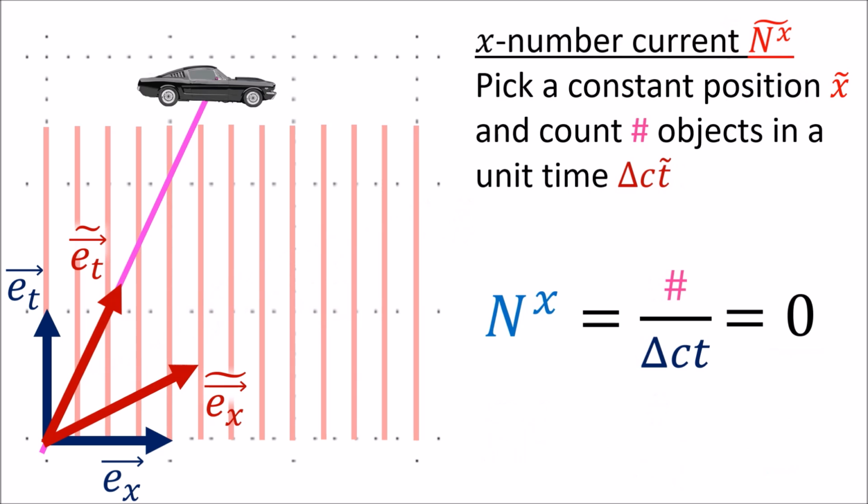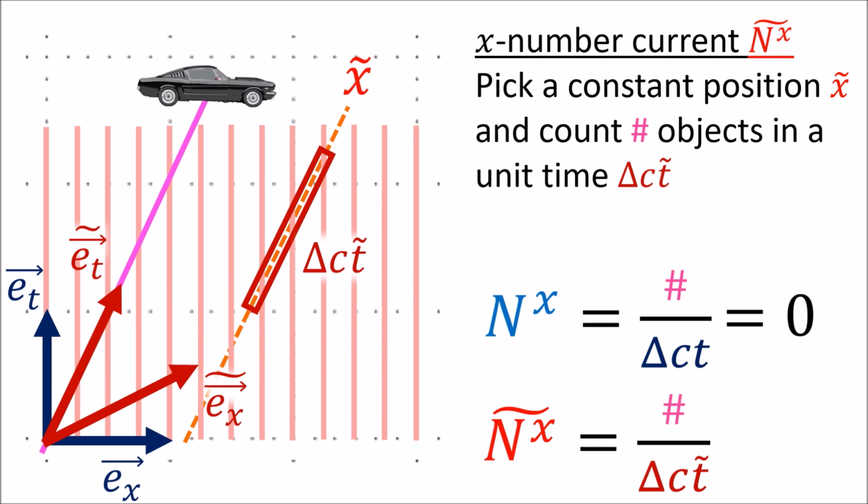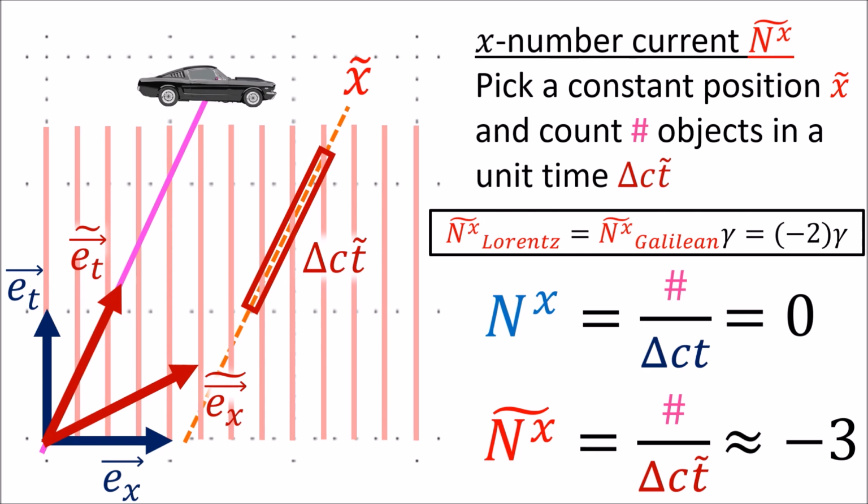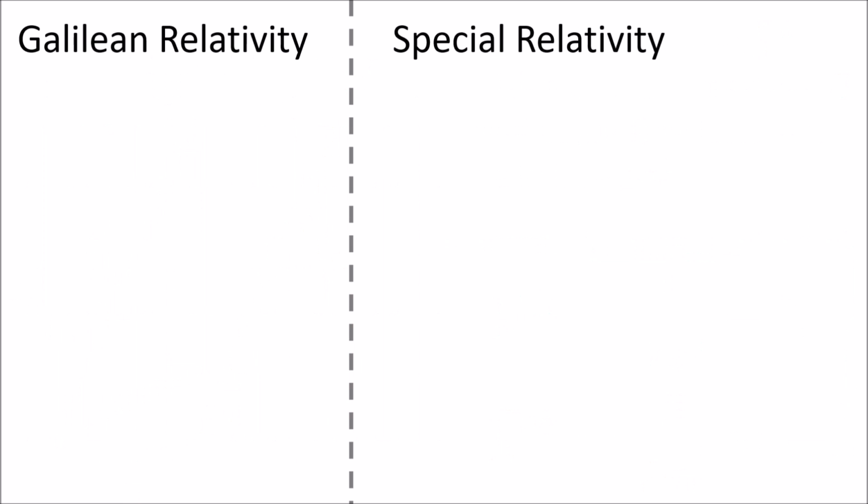We can also measure the x current density at a line of constant x tilde, and this ends up being about 3. Although the exact numerical value is the Galilean result of 2 multiplied by the gamma factor, which takes time dilation into account. So we can see how to get the components of the number flux 4 vector using pictures, but we can also get the components using algebra.